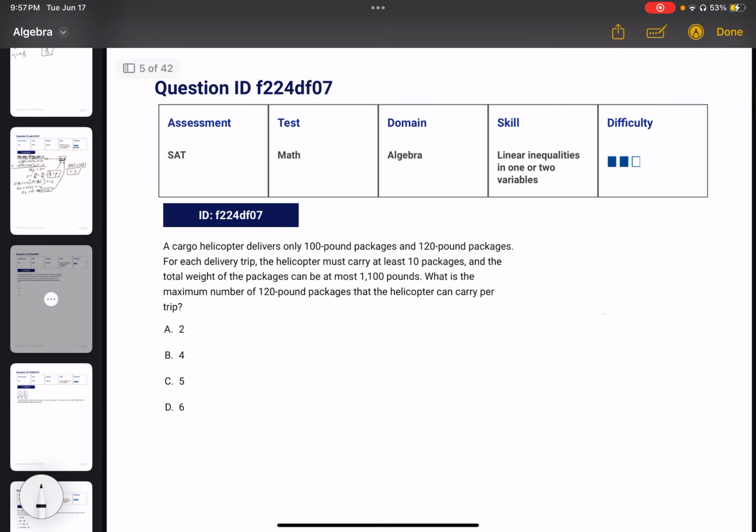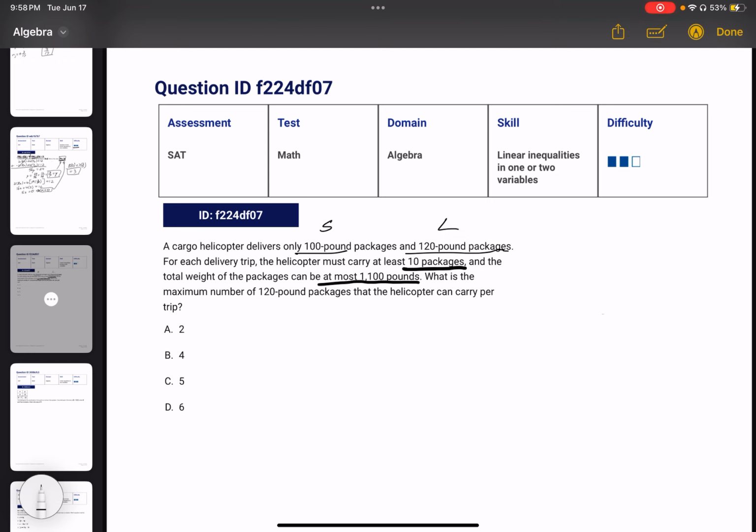A cargo helicopter delivers only 100-pound packages and 120-pound packages. For each delivery trip, the helicopter must carry at least 10 packages, and the total weight of the packages can be at most 1,100 pounds. What is the maximum number of 120-pound packages that the helicopter can carry per trip? Okay, so only 100-pound and 120-pound bags. We're going to call 100-pound bags small bags and 120-pound bags large bags.